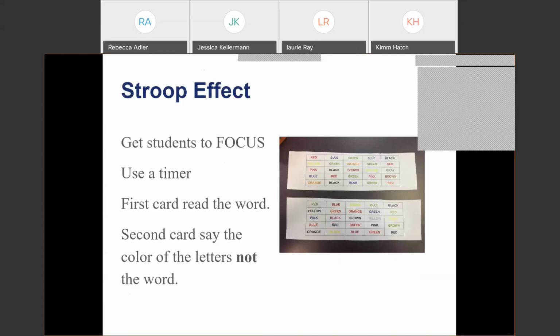So red would be, RED, you're using it for the spelling. The second time, you're going to actually disguise yourself from reading the word and actually say the color that the word is spelled in. So let's give it a try.